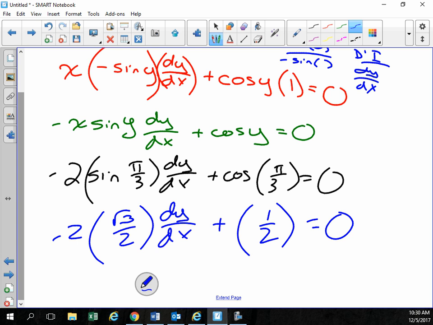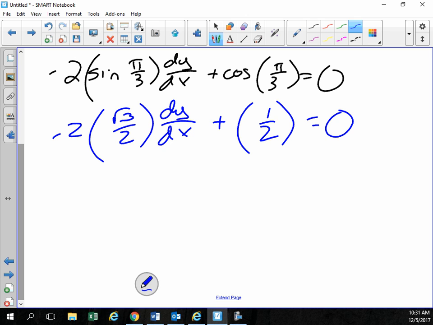Because that's the pair that goes together. So I have negative 2 square root of 3 over 2.